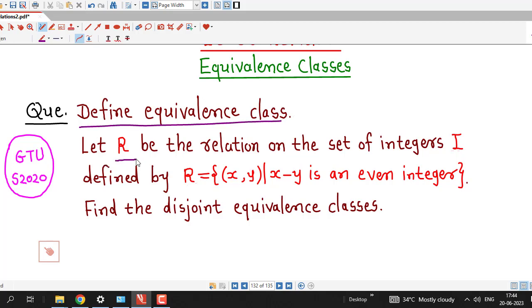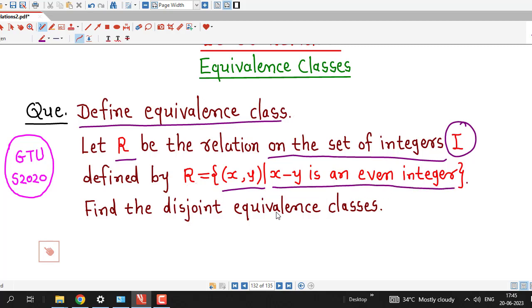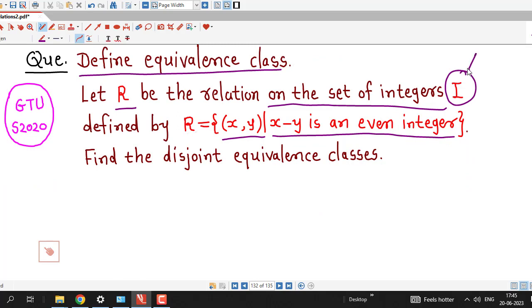Let R be the relation on the set of integers, here denoted by capital I, defined by R equal to the set of all those ordered pairs (x, y) such that x minus y is an even integer. Find the disjoint equivalence classes. This is another notation for the set of integers. Generally we use this capital Z to denote the set of integers.